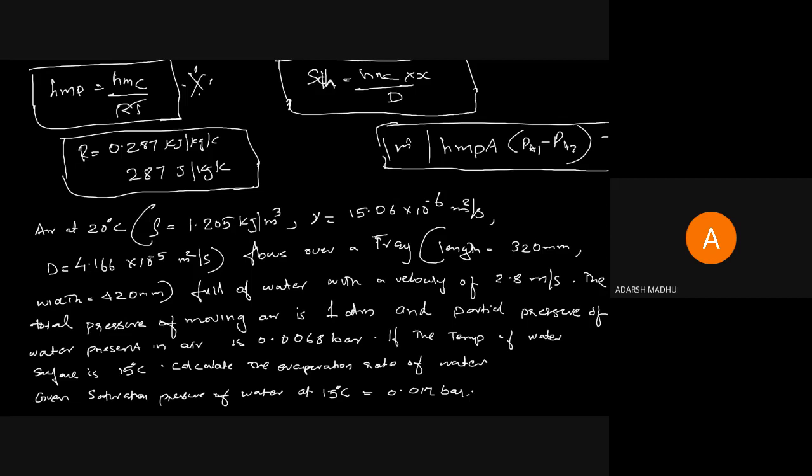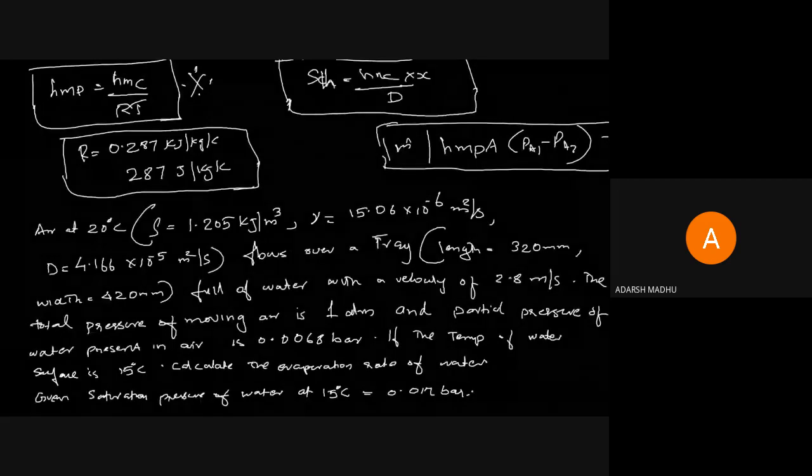Temperature equal to 20 degrees Celsius initially, 0.068 bar. Rho, density, is 1.205. Kinematic viscosity value is 15.06 into 10 power minus 6. Diffusion coefficient is 4.166 into 10 power minus 5 meters square per second.